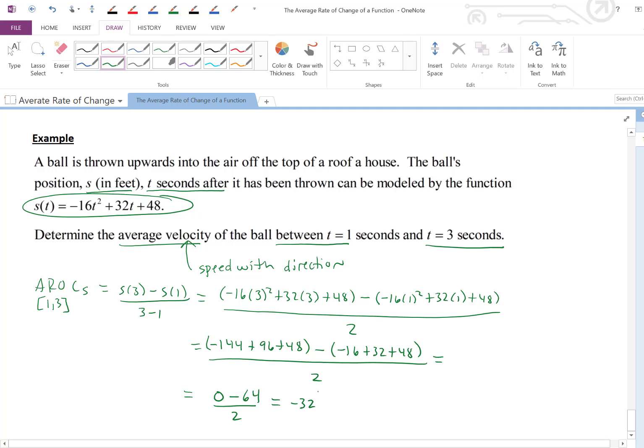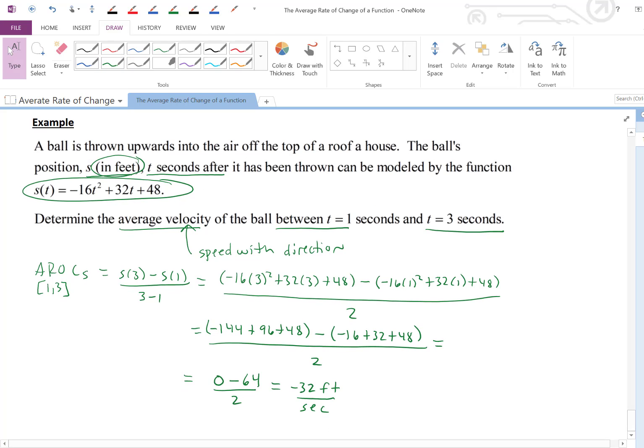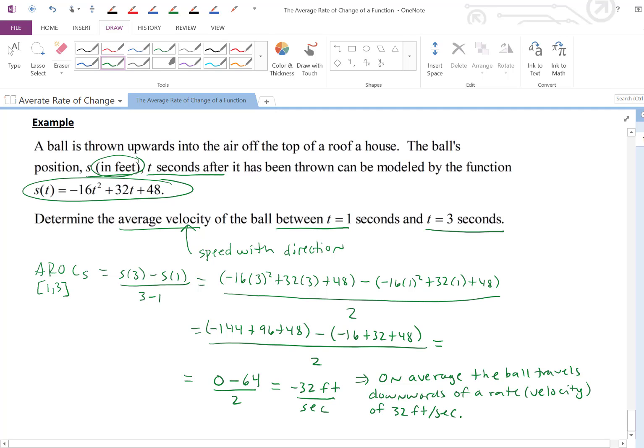And then what are the units here? Well, the outputs are in feet, so it's negative 32 feet. And the inputs are in seconds, so negative 32 feet per second. What's it tell us? On average, the ball travels downwards at a rate, and here that's the velocity, the speed with direction, of 32 feet per second on average.